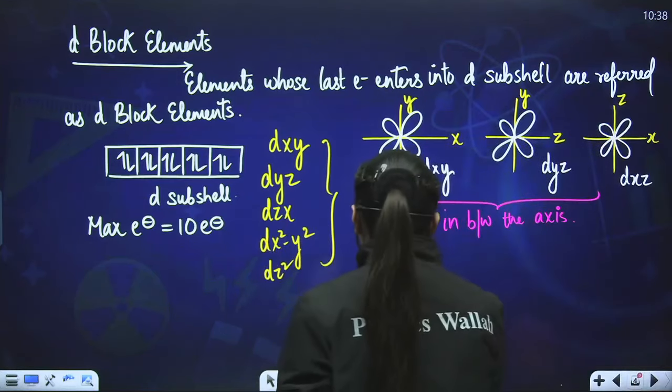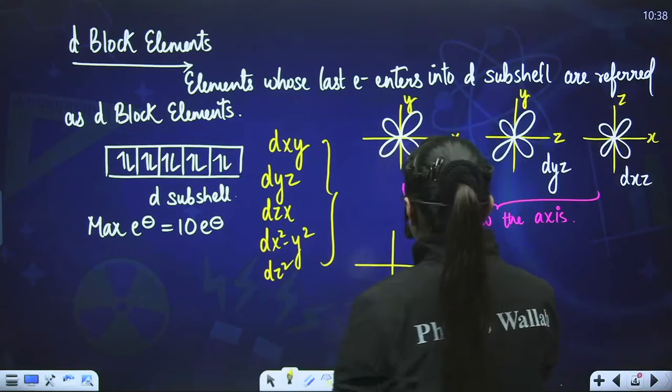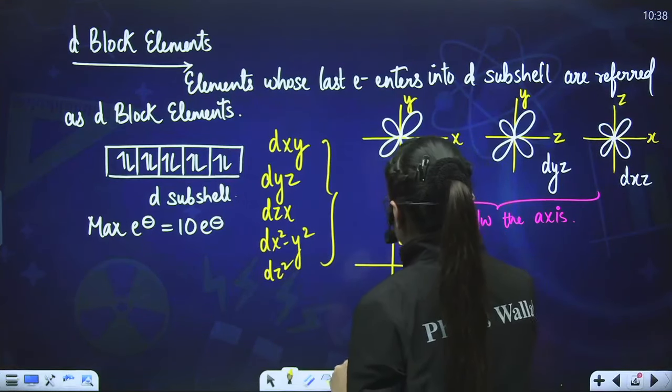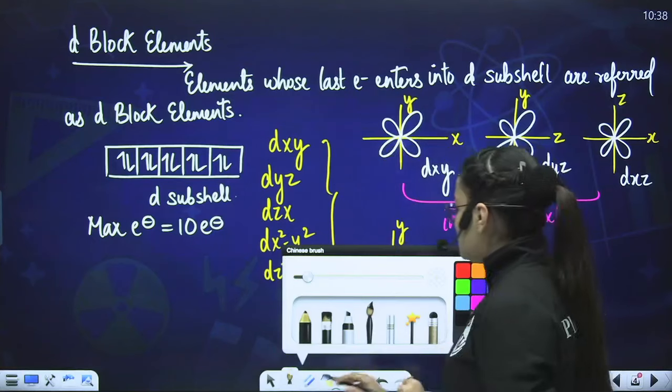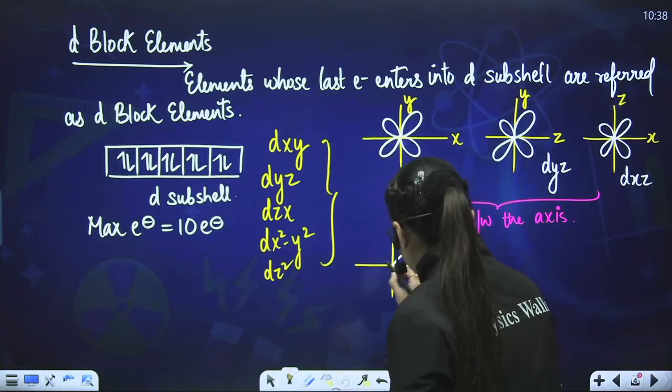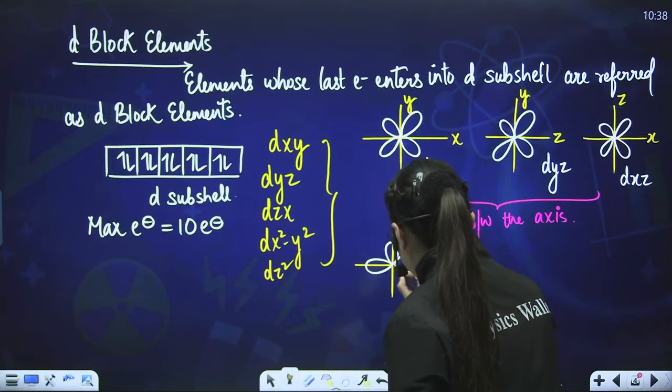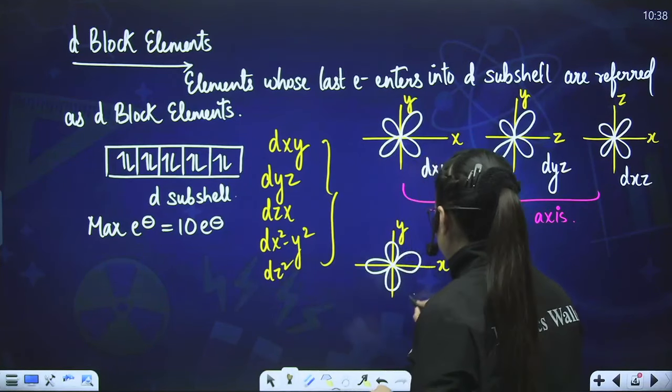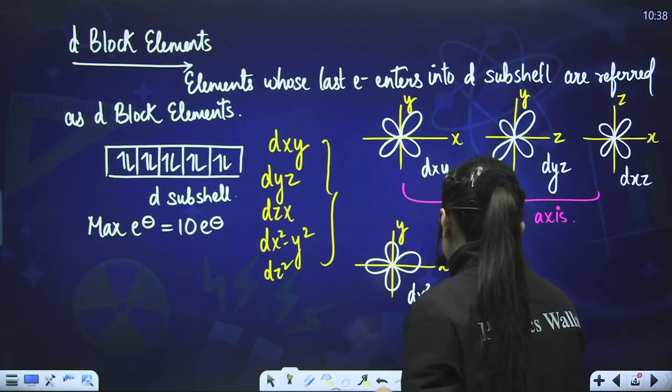Let us first of all draw the structure for dx square y square. Let us say that if it is x-axis and it is y-axis, then the lobes now will be present on the axis. How come? See, these are again double dumbbell in shape. So now this is the structure for dx square y square.